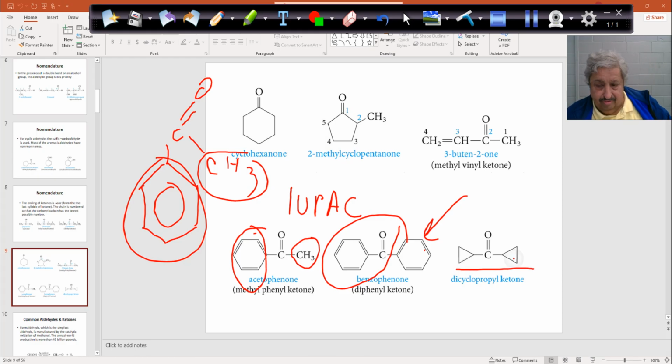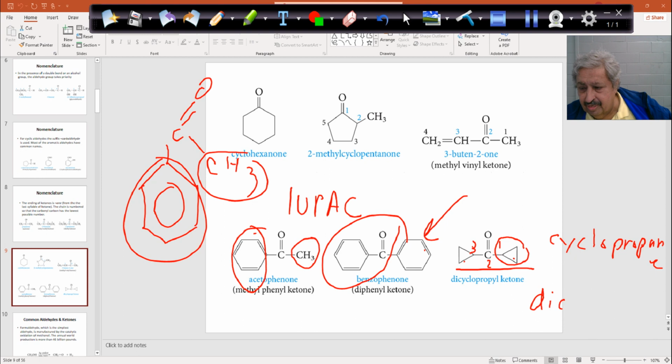You have two cyclopropanes. If you look at this, the carbons will be 1, 2, and 3. So here it will be dicyclopropyl, because you are attaching two of them, two cyclopropyl groups, ketone.